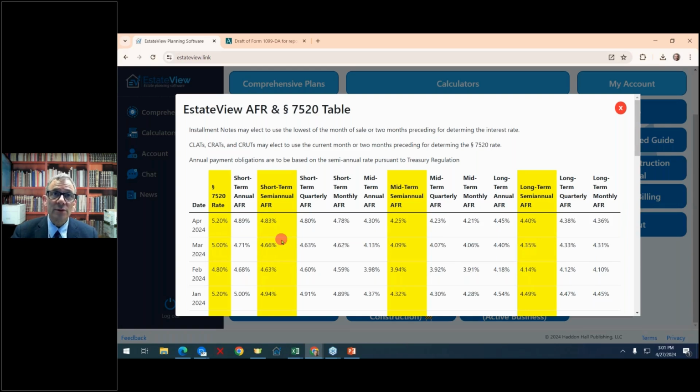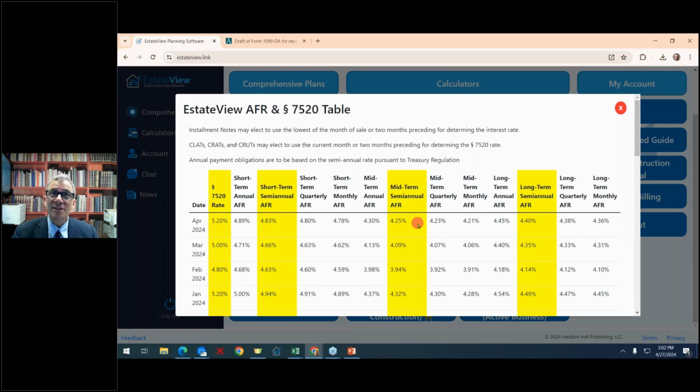Please also note that when you sell an asset in exchange for a note, you can use the lowest of this month's and the previous 2 months. So if I was going to do a 9-year note in April of 2024, I would be able to have it bear interest at 3.94%. Now, when you loan money to somebody, the Treasury Department expects that you'll use 4.25% on a 9-year note.